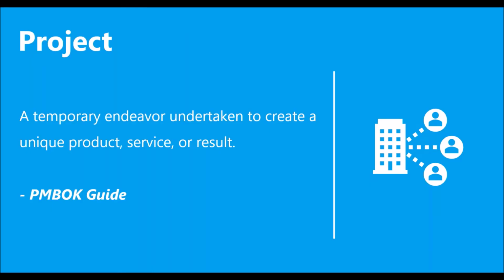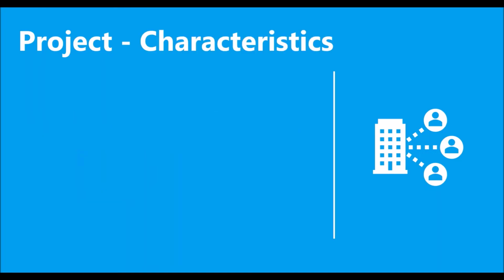Okay, so let's understand what a project is. I'm taking the PMBOK guide as reference, but pretty much all the frameworks have a common point here, right? A project is a temporary endeavor undertaken to create a unique product, service, or result. So how does this definition translate practically for us? Let us see some characteristics of a project. The project is temporary, right? That's the keyword mentioned in the definition.